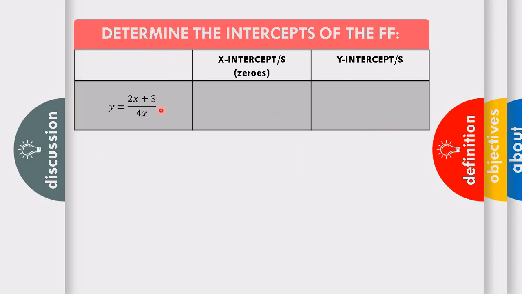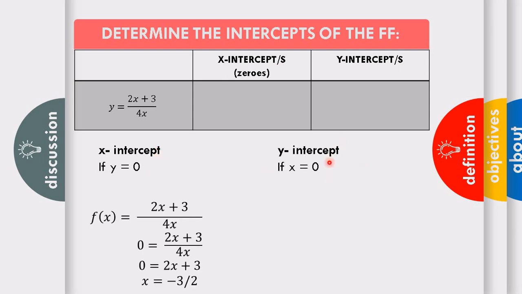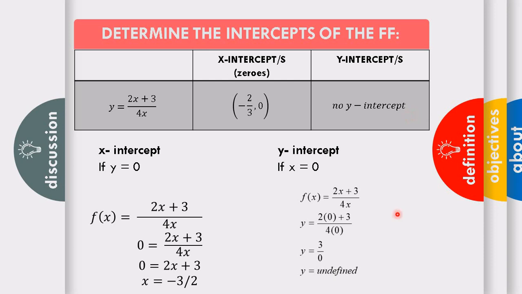So next, rational function, y equals x plus 3 over 4x. For the x-intercept, change y to 0, and for the y-intercept, change x to 0. After we change y to 0, we have the value of the x-intercept, negative 3, and the y-intercept is undefined, because 3 divided by 0 is undefined. So the coordinates are, for the x-intercept, negative 3, 0. While for the y-intercept, there is no y-intercept, since the y value is undefined.